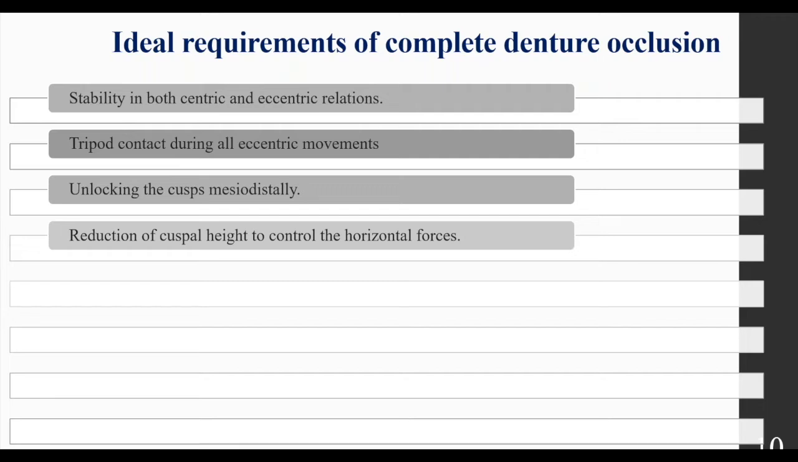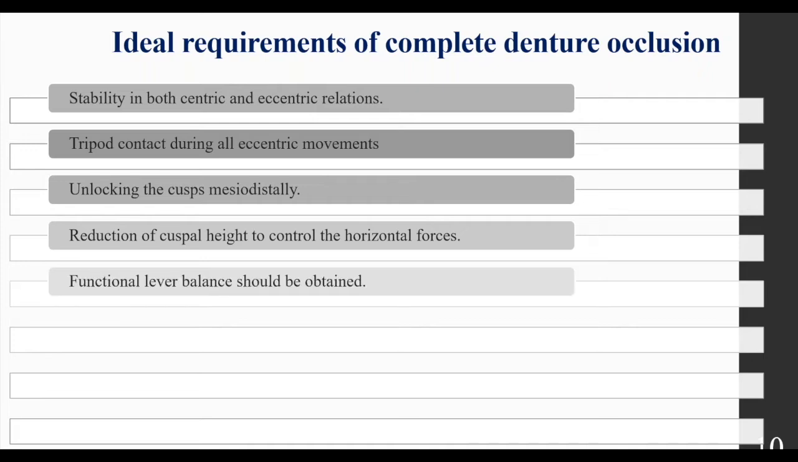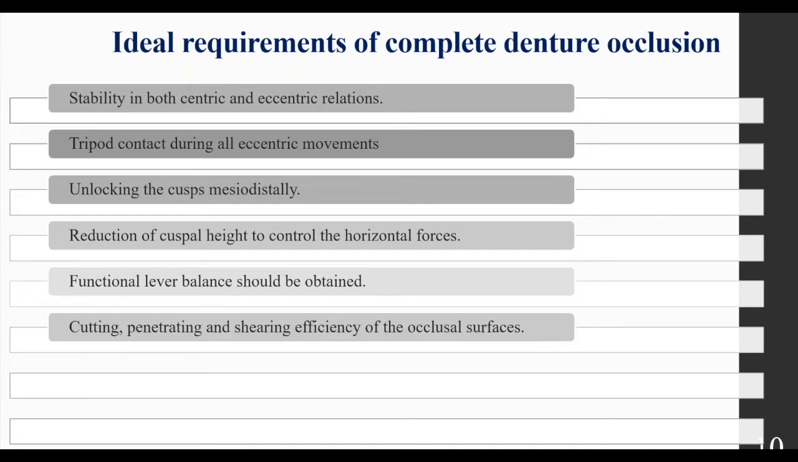Now there should be control of the horizontal forces. This is done by buccolingual cusp reduction according to the residual ridge resistance form and the interarch distance. And the functional lever balance should be favorable to the tooth, to the ridge, and the crest position. Cutting, penetrating, and shearing efficiency of the occlusal surface must be there.